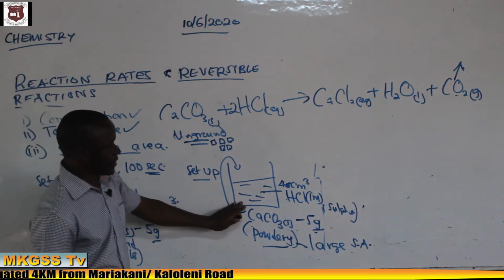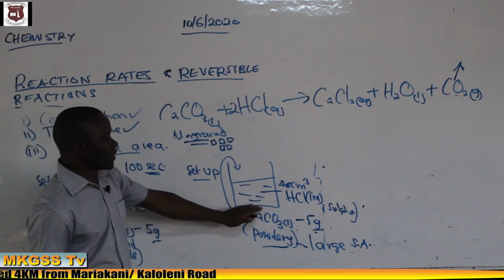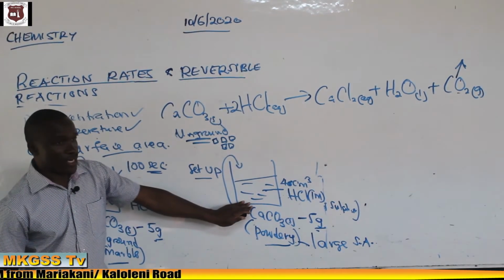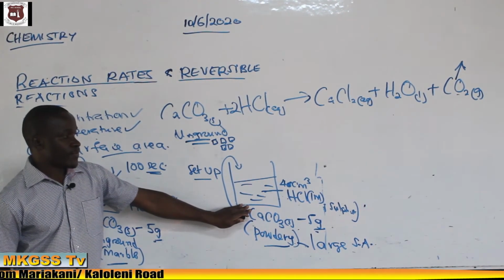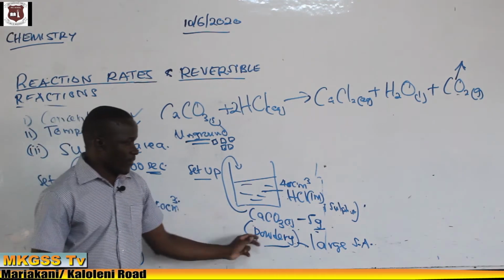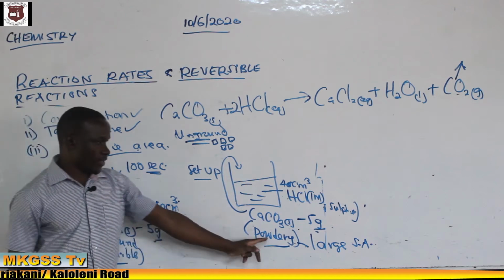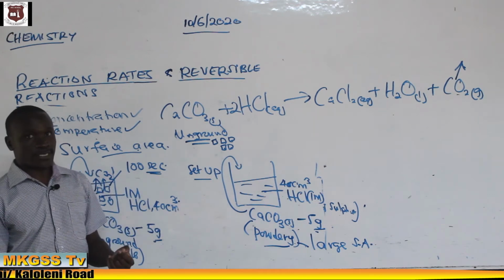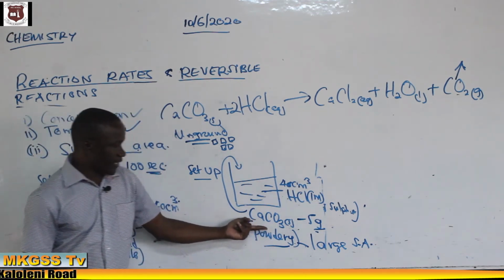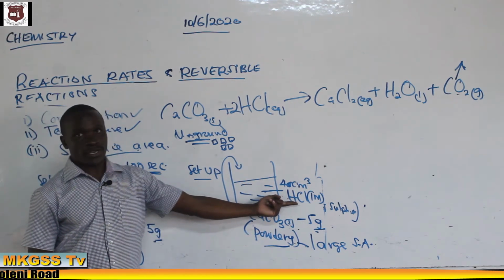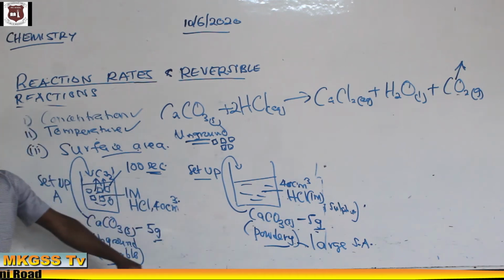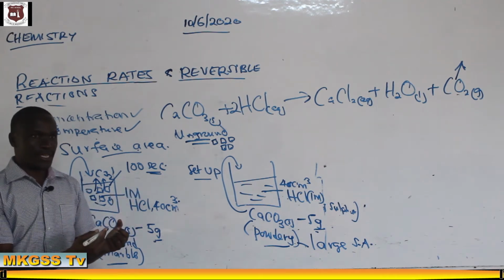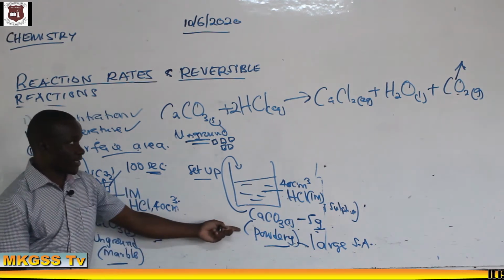Then in this case, it will take shorter time for the reaction to come to an end. Now this is because by grinding the marble chips into powder or using the powdery calcium carbonate, it increases the surface area of contact between the calcium carbonate and the ions of hydrochloric acid. That one will mean that the frequency of collision will be high because of the many particles smaller in size. So we term it as larger surface area.